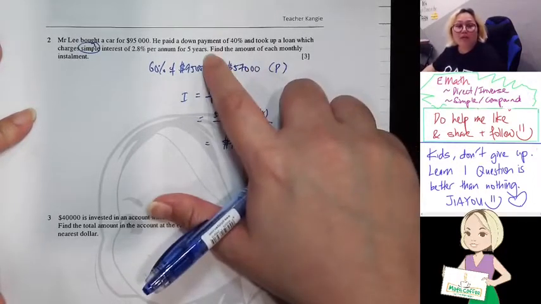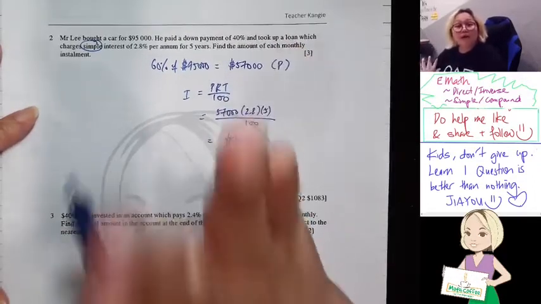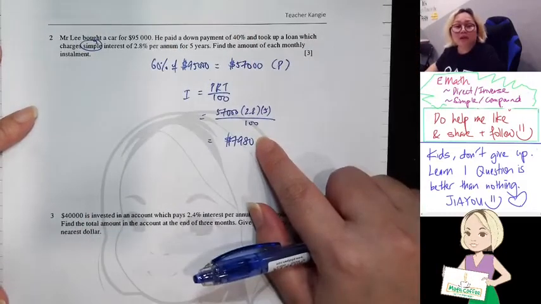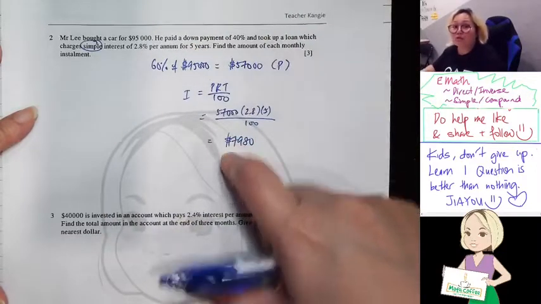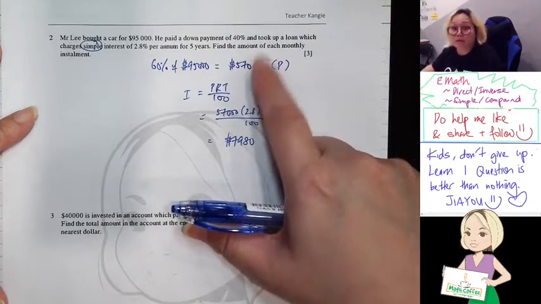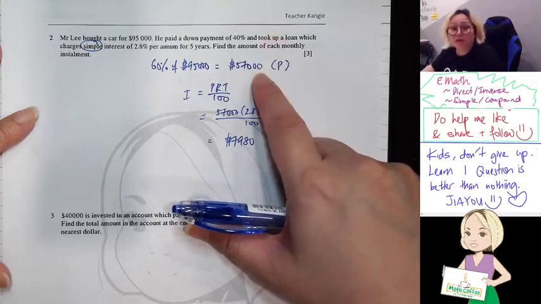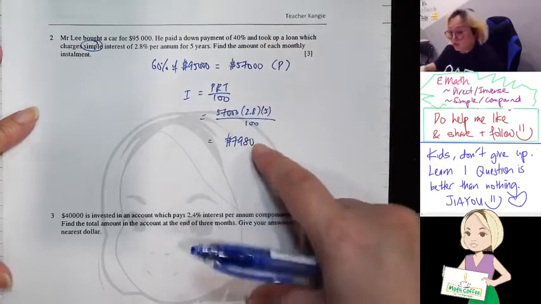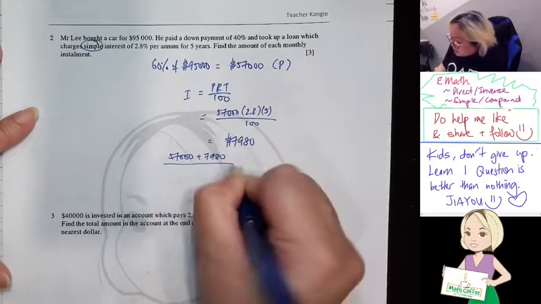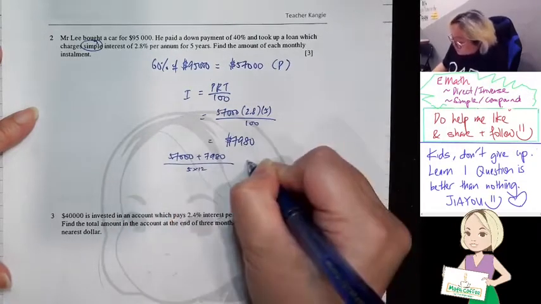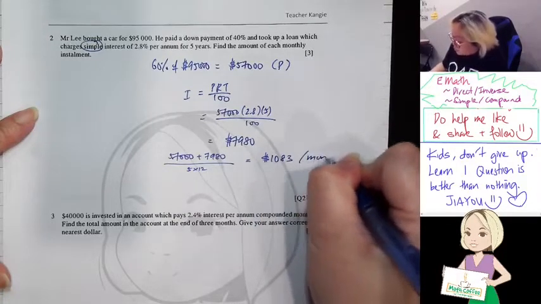Now you need to calculate for him how much he needs to pay every month. So be careful. A common mistake is students take 7,980 and divide by 60 months, which is not correct. You don't just pay interest. You also have to pay back the principal amount. Because you borrow 57,000, of course, by default, you need to return $57,000. On top, you still need to pay the interest. So it should be the principal amount plus the interest, divided by 5 times 12, 60 months. That will give us 1083. And that will be how much he needs to pay every month.